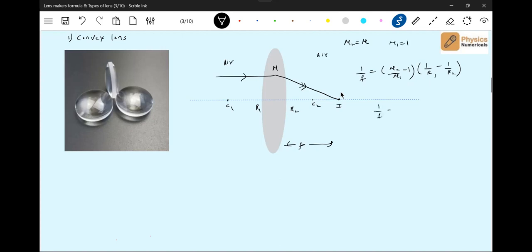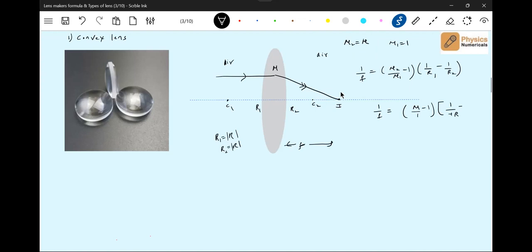So what is the focal length? It will be mu by 1 minus 1, into the radii of curvature of this. Let R1 equal to say R, or 2R, anything, let it be equal to R in magnitude. So substitute now with sign. R1 will be plus R.